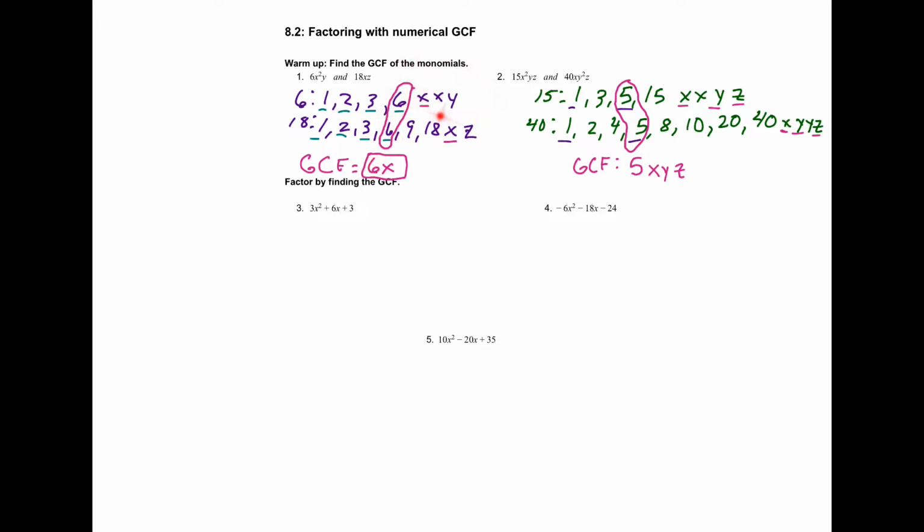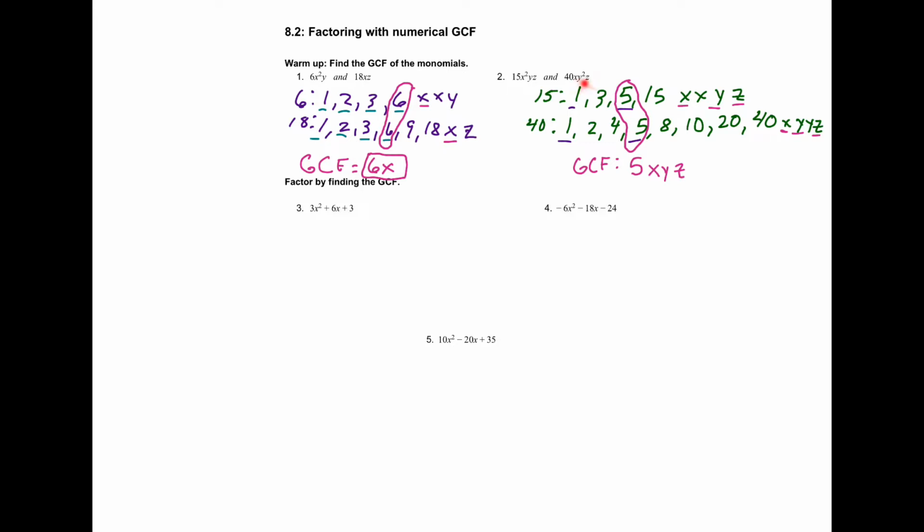And then when we have extra variables, we just see what's in both. So I have x, xy here, and xz. So what is in both? Well, there's an x in both, so then the x is part of my greatest common factor. If there are like 2 x's in each one of them, then you would say they each have an x squared, and so on.